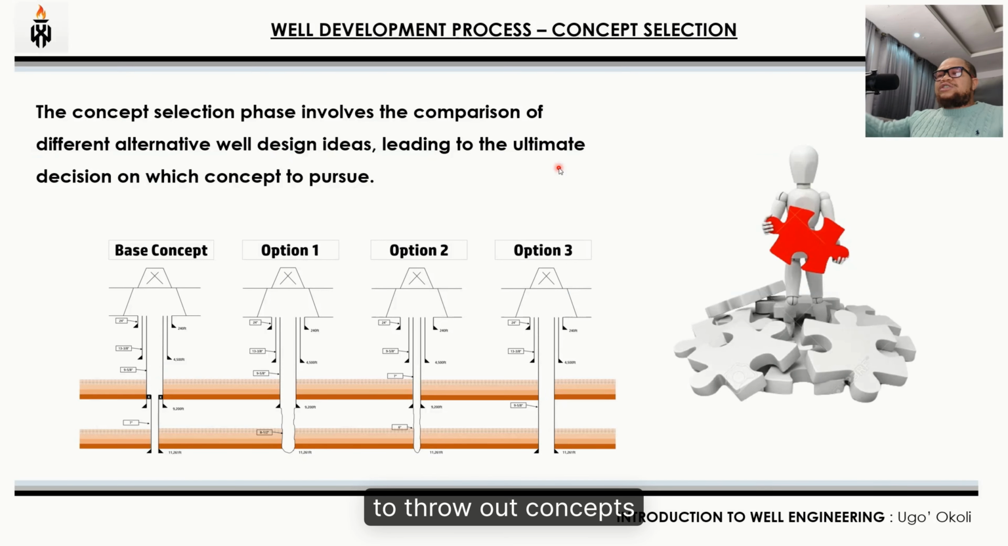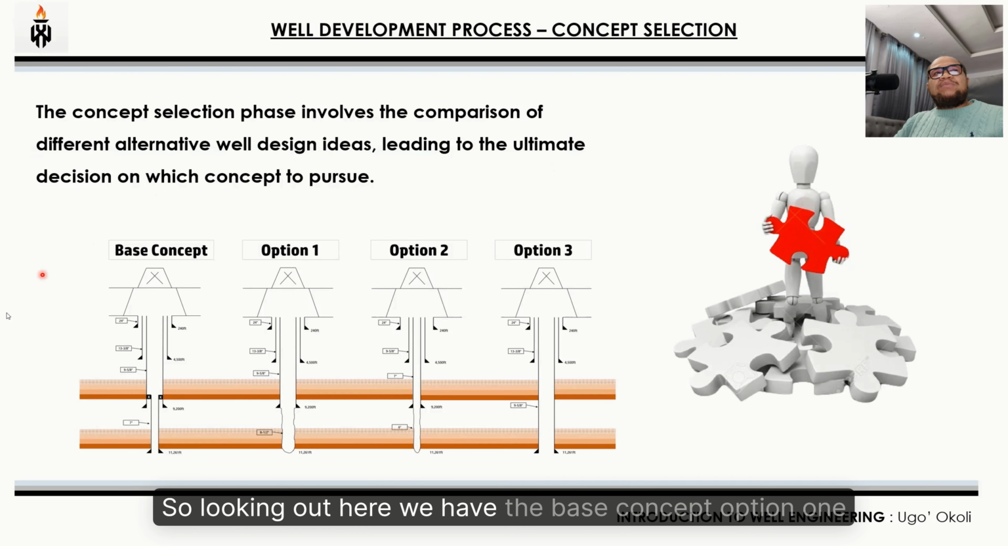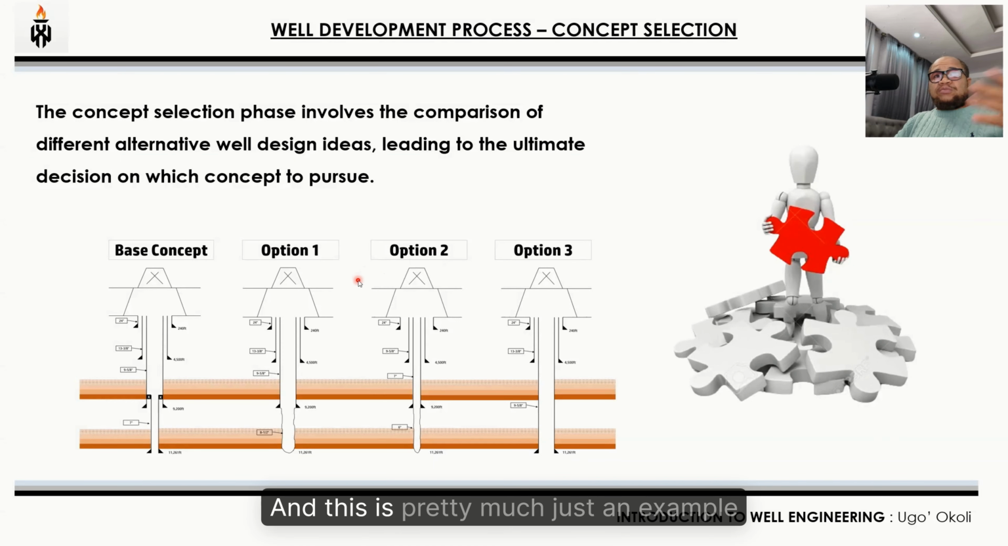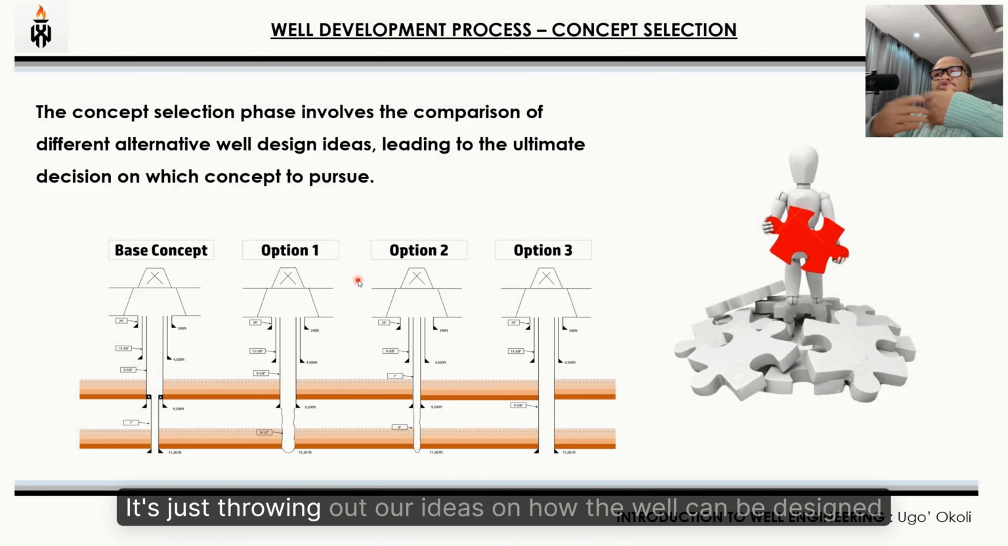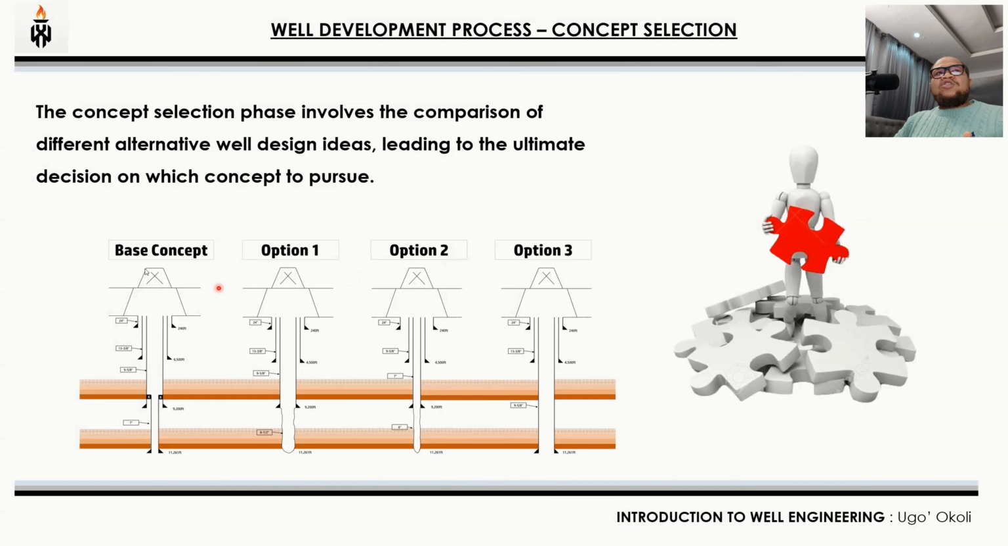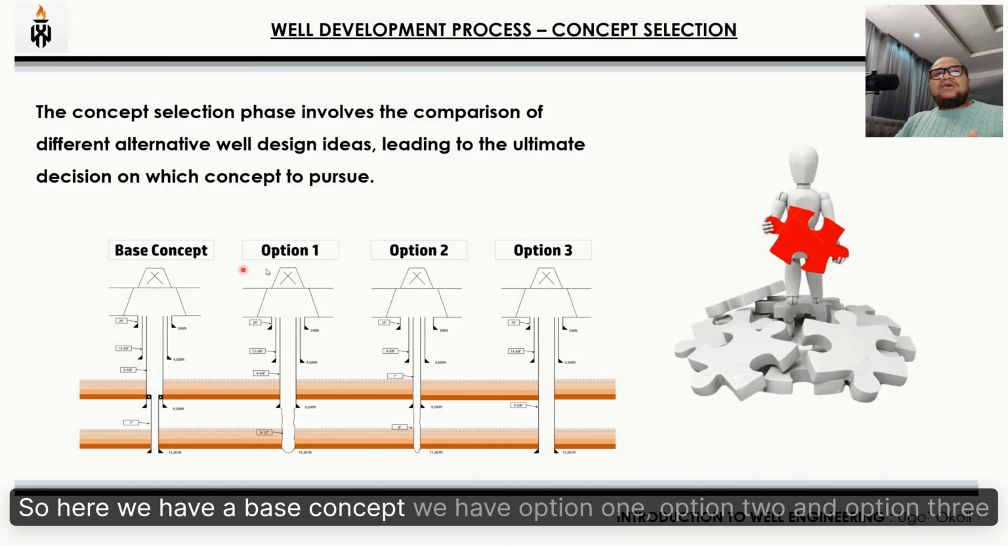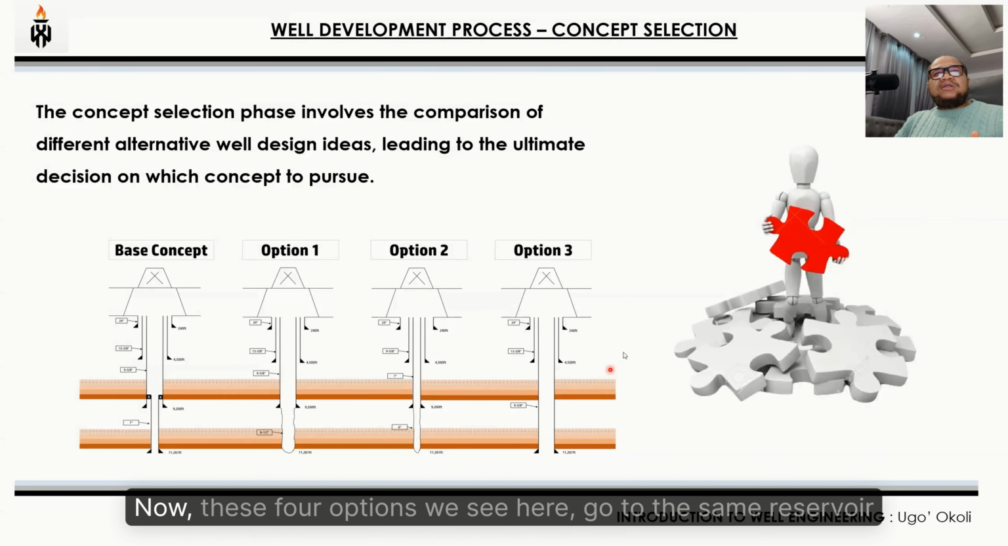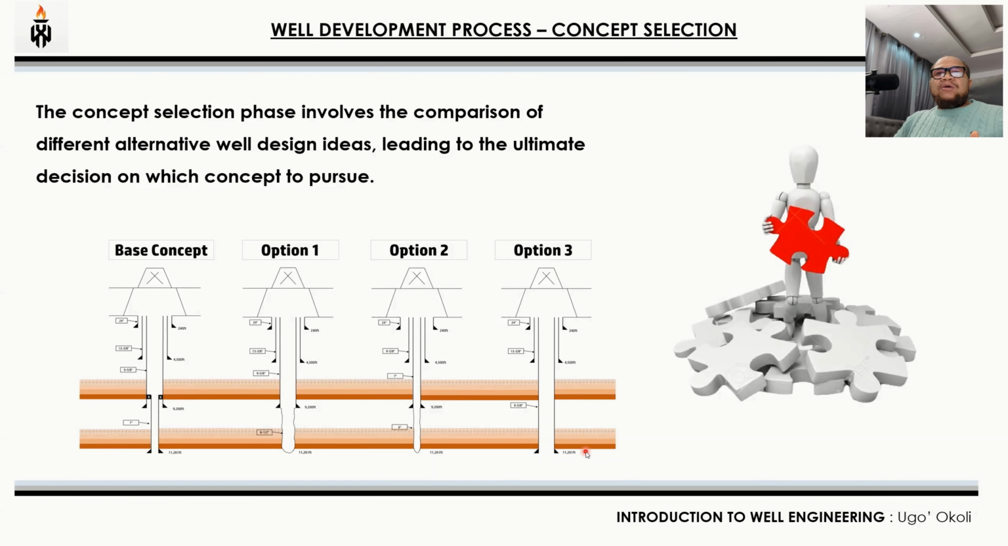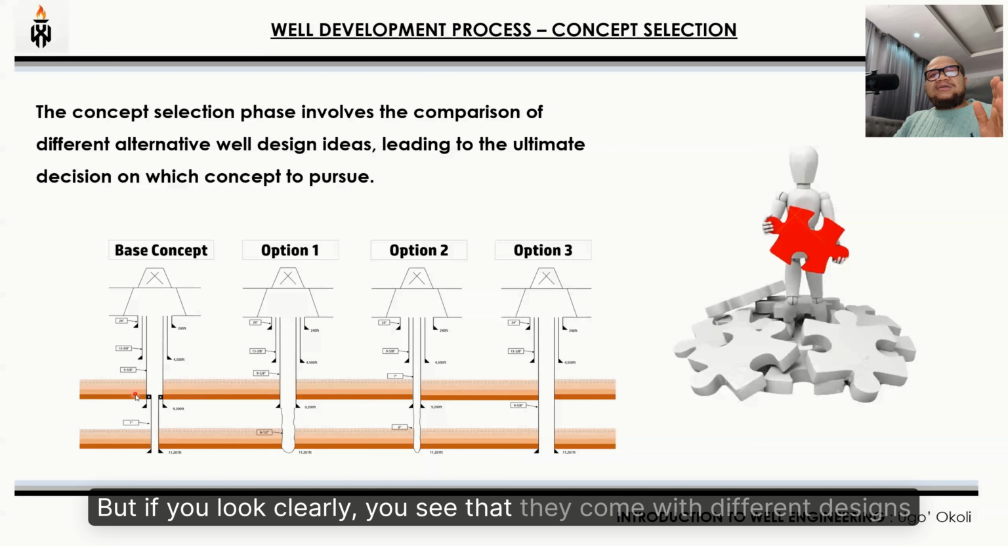We have to throw out concepts. So looking here, we have the base concept and option one, and this is just an example. It's just throwing out our ideas on how the well can be designed. So here we have a base concept, and an option one, option two, and option three. Now these four options we see here go to the same reservoir. But if you look clearly, you see that they come with different designs.